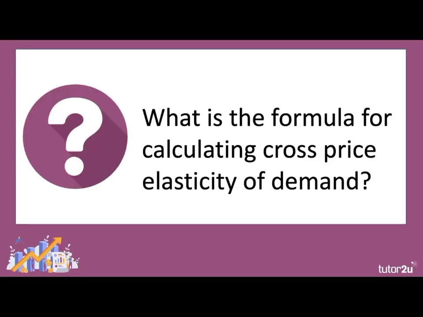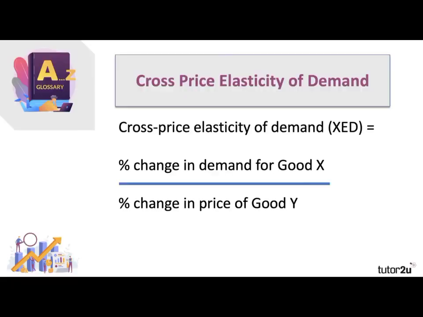So there is, of course, a formula. What is the formula for calculating cross price elasticity of demand? Here's the formula, always worth putting in the exam to get a mark. Cross price elasticity equals the percentage change in demand for good X divided by the percentage change in the price of good Y. And we're going to assume here that there is some relationship between good X and good Y. If there isn't, then the cross price elasticity will be zero.